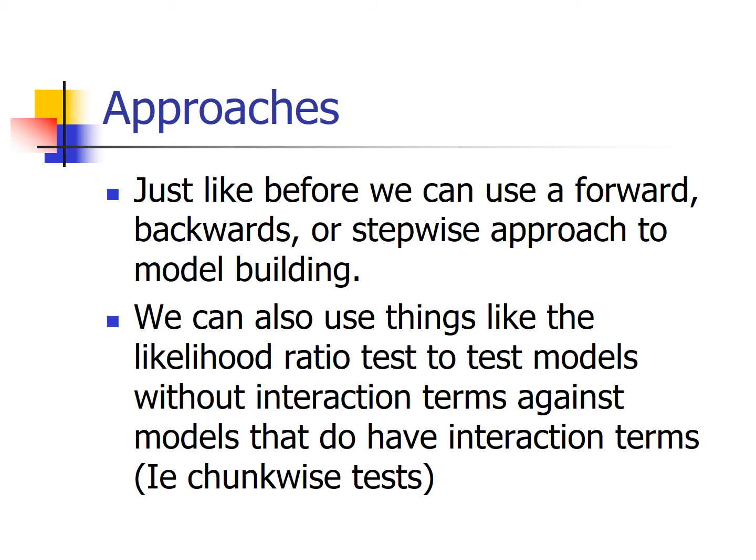We can use forward, backward, stepwise approaches. We could also use a likelihood ratio test to test models without interaction terms against models that do have interaction terms. This is kind of like the logistic regression version of the chunkwise tests that we talked about in 512. So all of that stuff still works.